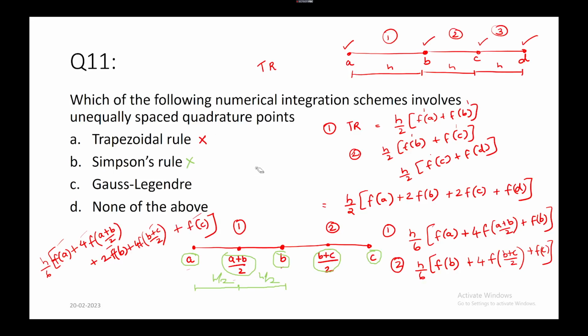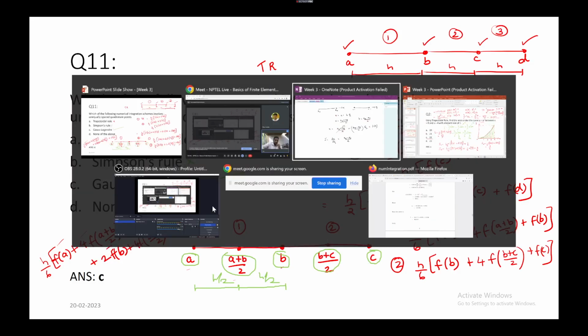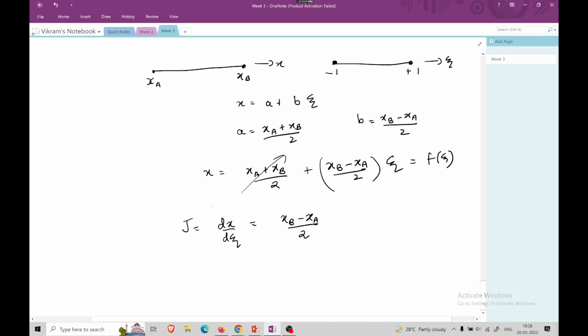For Gauss-Legendre, actually it is unequally spaced. So why is this unequally spaced? For that we need to know what Gauss-Legendre is. So we'll see that. Okay, I'll rather do it in these notes. So how do you define Gauss-Legendre?